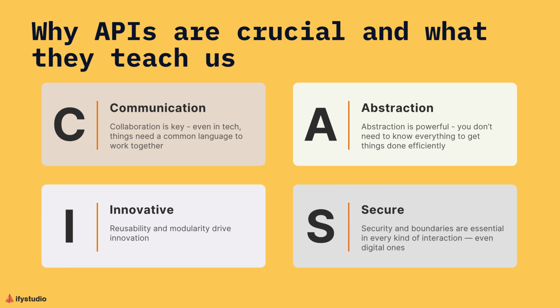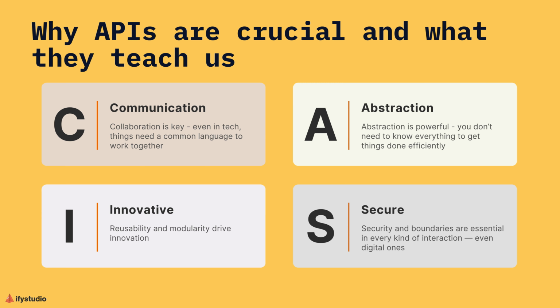Secure. APIs ensure secure and controlled access. APIs manage what data or functionality is accessible, keeping the system secure and scalable. With proper authentication in place, only authorized users can interact with the system. So it teaches us that security and boundaries are essential in every kind of interaction, even digital ones.